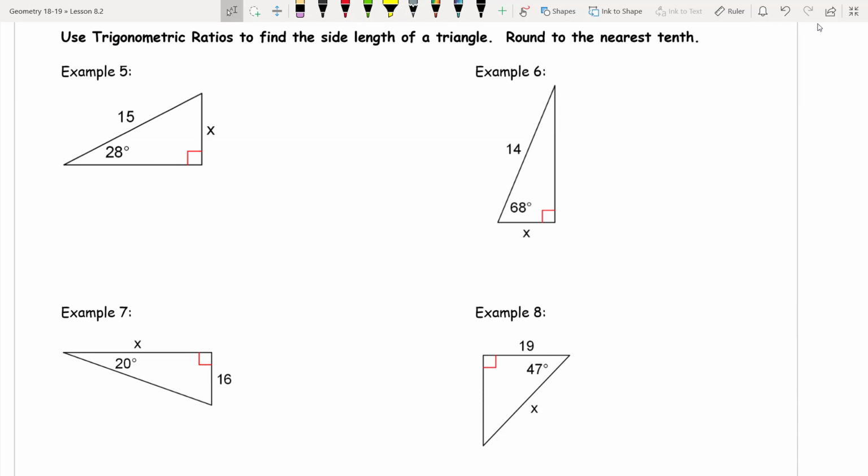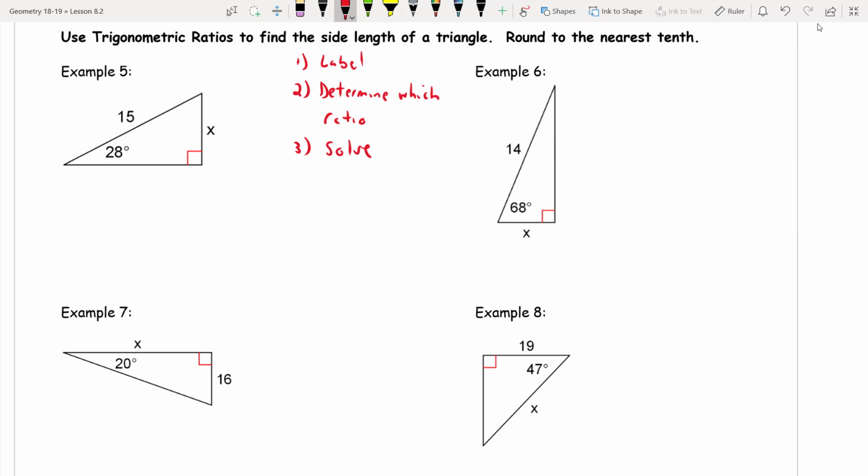In each one, your steps are going to be the same. Your first step is going to be to label it. Then your second step will be to determine which ratio, and then you're going to solve. That's going to be the same for every one of these problems.